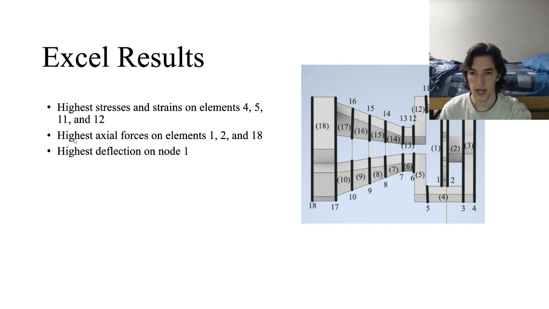We found that the highest axial forces were on elements 1, 2, and 18, which makes sense as this is where the force is applied and where the sprinkler is pinned. We also found that the highest deflection was on node 1, which is very similar to what we saw in the ANSYS simulation, where the highest deformations were on the teeth around the deflector.